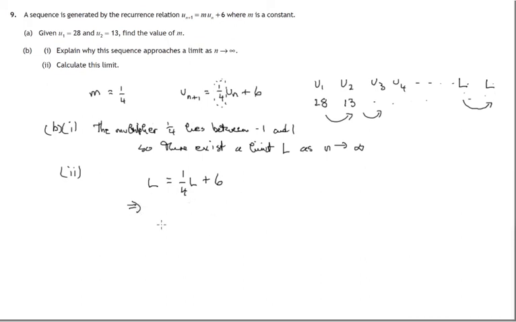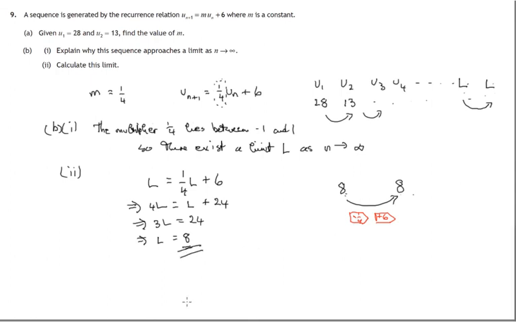Let's get rid of fractions, multiply both sides by 4. 4 times a quarter L will be 1L. 4 times 6 is 24. Take L from both sides. 3L equals 24. Divide both sides by 3. And we get 8. Now you can check that if you start with 8 and you perform the times by a quarter and then add 6, just check what you get. What's a quarter of 8? It's 2. What do you get when you add 6 to 2? You get 8. So that indeed is the limit.